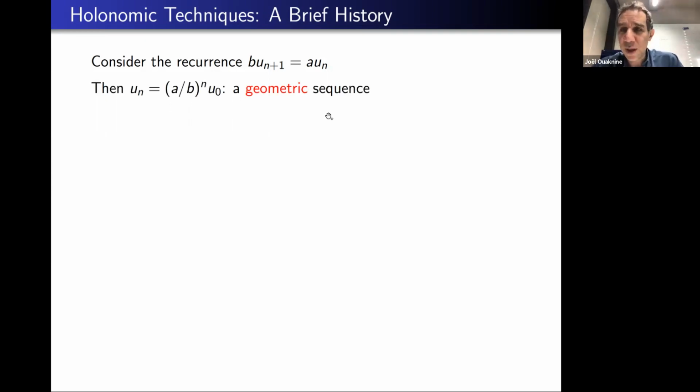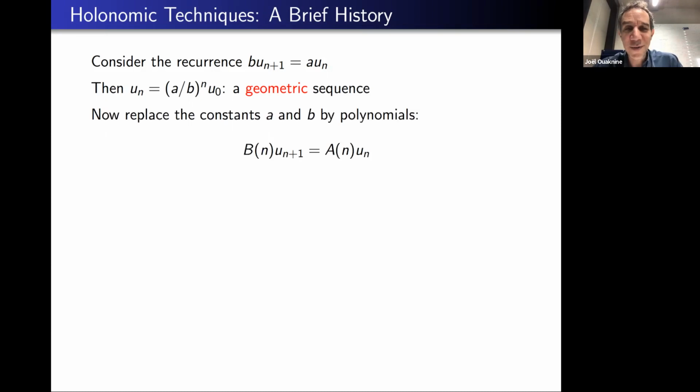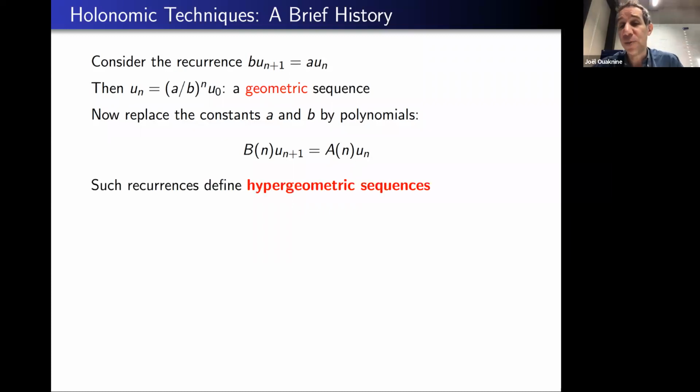And I think this was known by many people for many millennia. But now if you replace the constants a and b by polynomials in n, so b(n) times u_{n+1} is a(n) times u_n, you don't get a geometric progression, you get a hypergeometric progression or sequence.